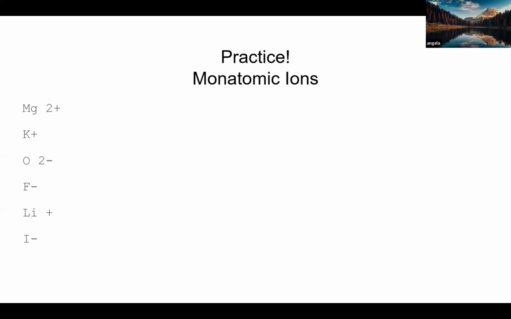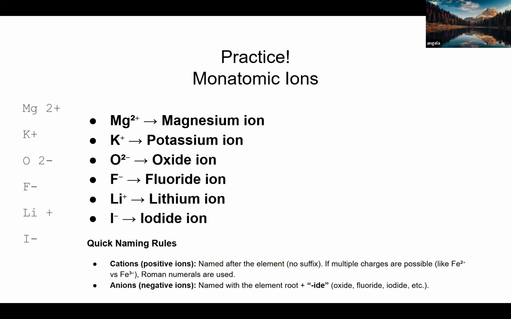So these were the monoatomic ions, which again, mono means one, so it's just one ion. You have your magnesium, so it'd be magnesium ion, potassium ion, oxygen, oxide ion, sorry. Fluoride would be fluoride ion, lithium ion, and iodide.